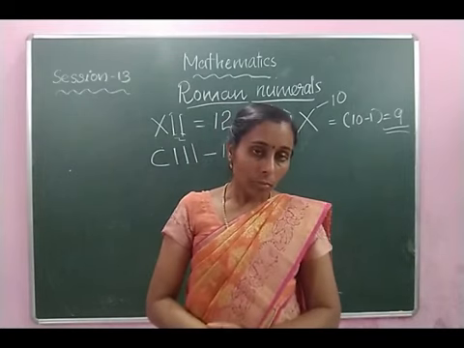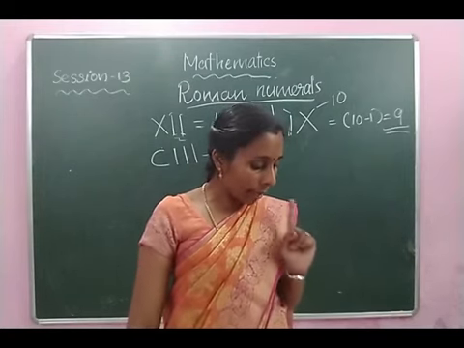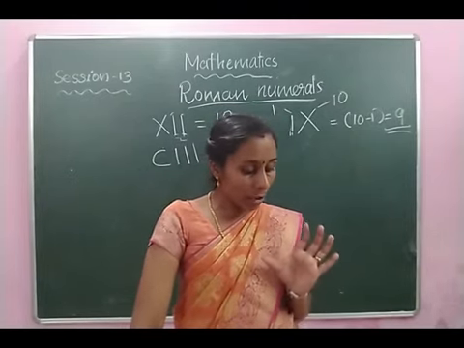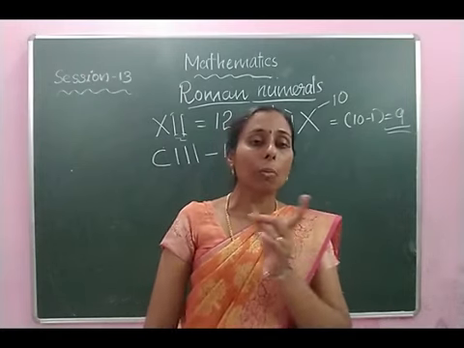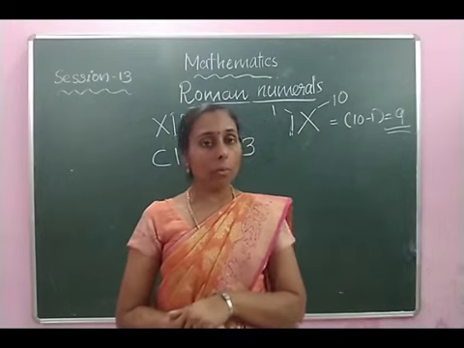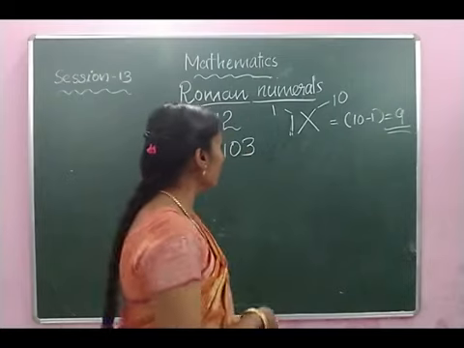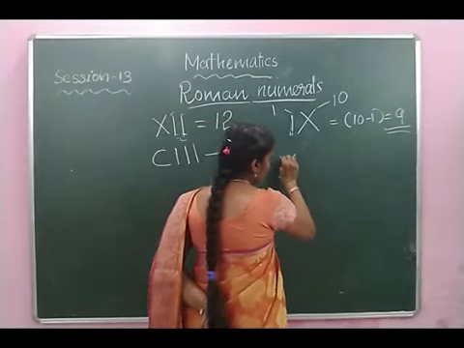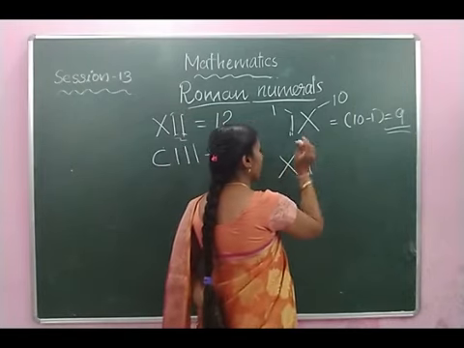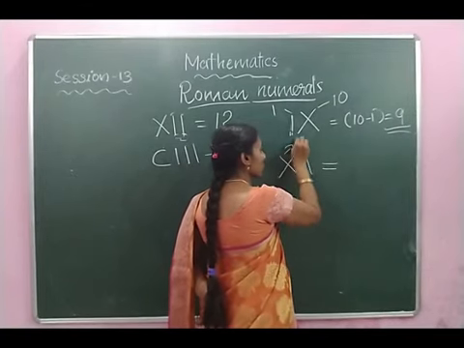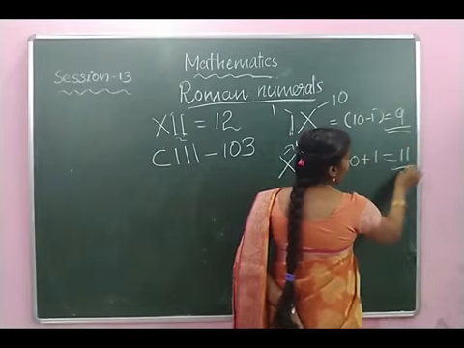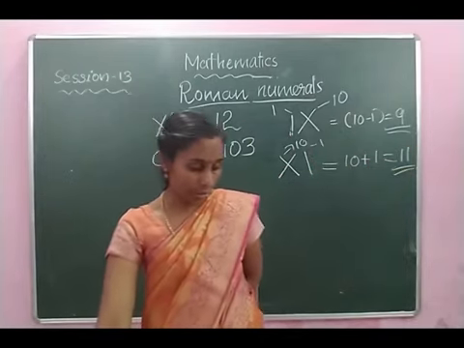Okay, then next one. These two rules we have learned already. Next, the third rule: when a smaller numeral is written to the right of a numeral of greater value, it should be added. Here, XI. When a smaller numeral comes after the greater value, it should be added. Here X means 10, I means 1. 10 plus 1 is equal to 11. Okay, this way we can do that.